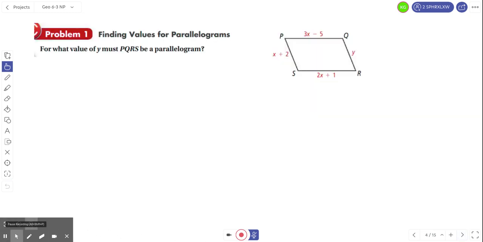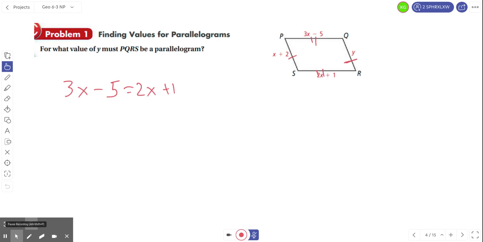So here we've got a quadrilateral, and we want to know for what value of y must PQRS be a parallelogram. Well, if it's a parallelogram, we can remember what we just learned is that these sides have to be congruent and these sides have to be congruent. So in order to figure out what y is, I'm going to have to figure out what x is first. And because those sides are congruent, I can set up 3x minus 5 equals 2x plus 1. And I can solve this for x.